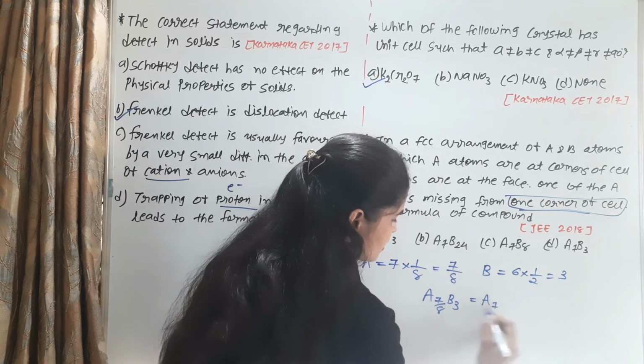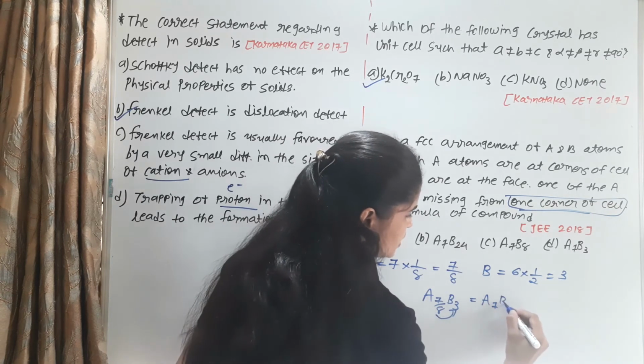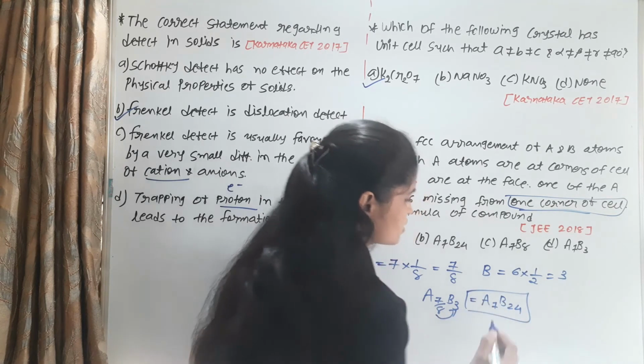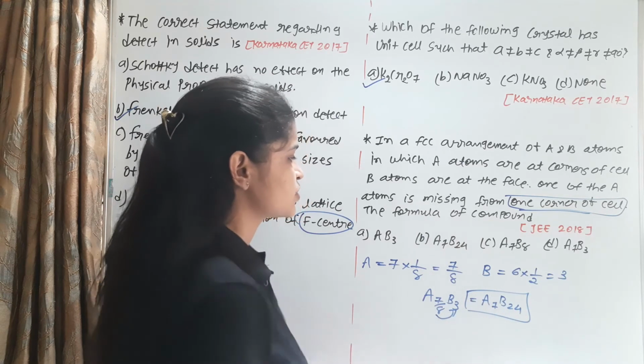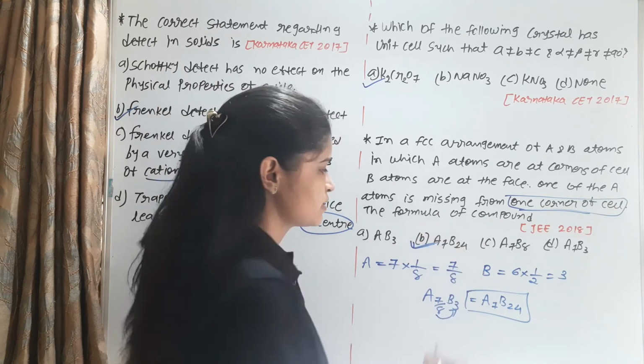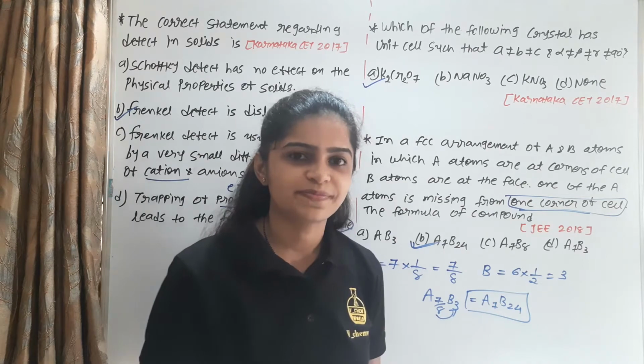Then A is 7, multiplied by 8, so B is 24. The formula of the compound is A7B24. So this is the right answer, A7B24.